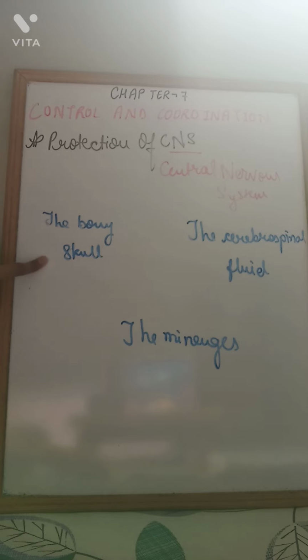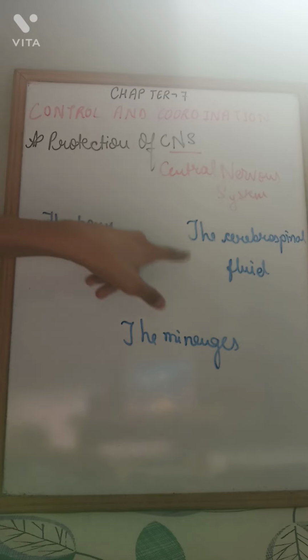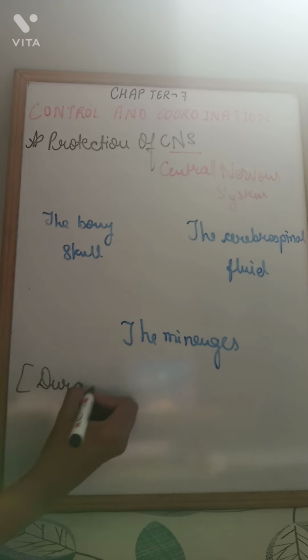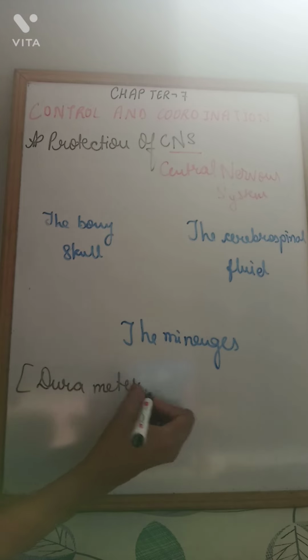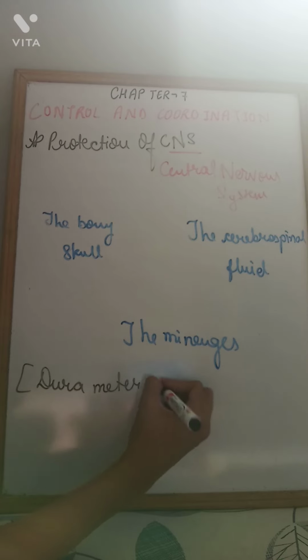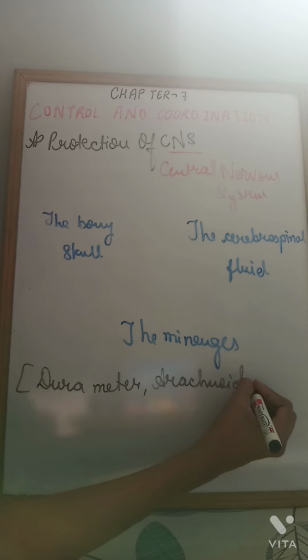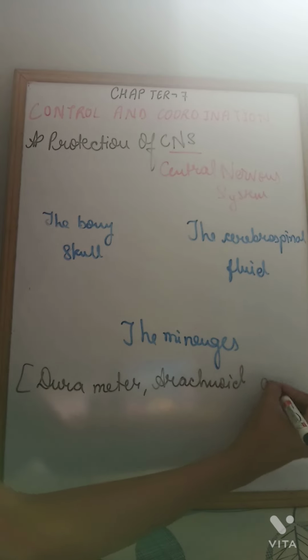First, the bony skull, which is the top of your head. Second is the cerebrospinal fluid, and last is the meninges. The meninges involve the dura mater, arachnoid, and pia mater.